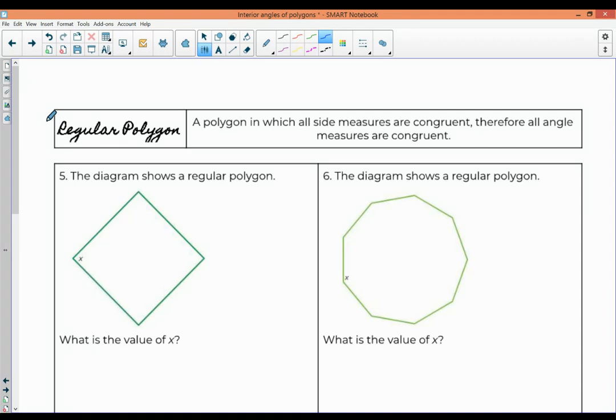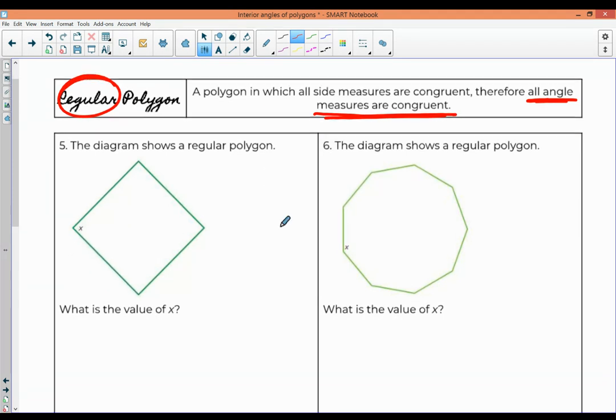A regular polygon is a polygon in which all side measures are congruent, therefore all angle measures are congruent. So we'll use that to find these different angle measures that we need here. So here, this diagram shows a regular polygon. So again, I know that n equals 4.